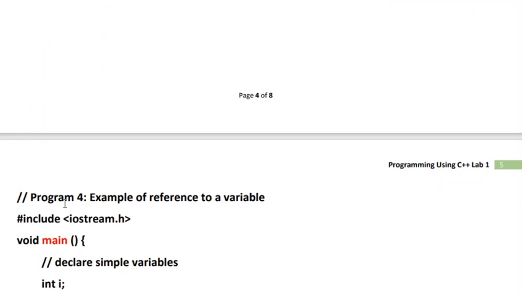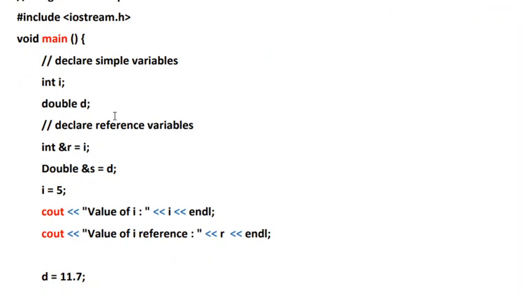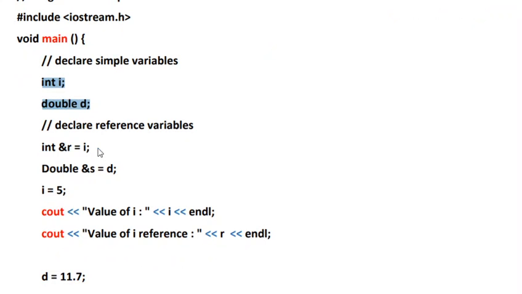Now just see the next program. The next program is an example of a reference to a variable. A reference variable, as we have discussed in theory class, is nothing but a reference to a variable, an alias or an alternative name used for a particular variable. Here I've declared two variables, i and d. i is of type integer and d is of type double.